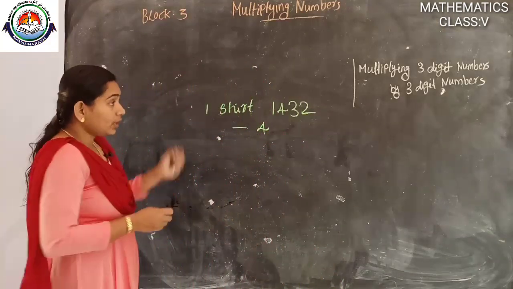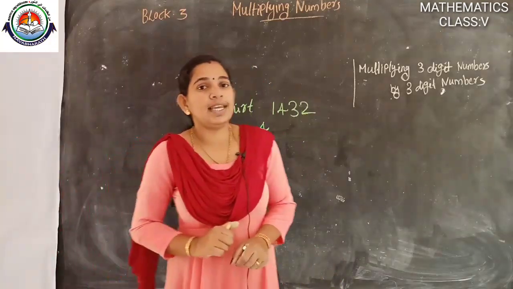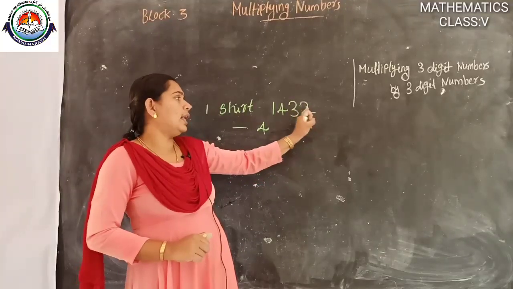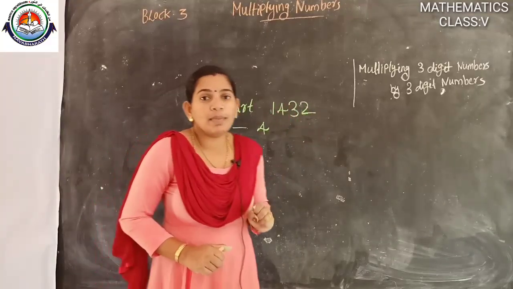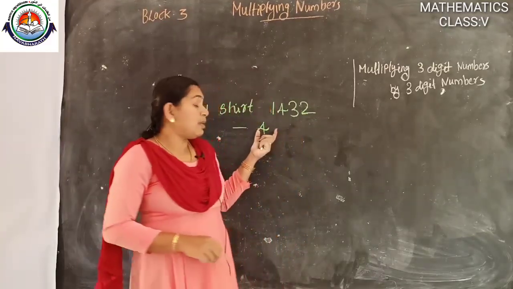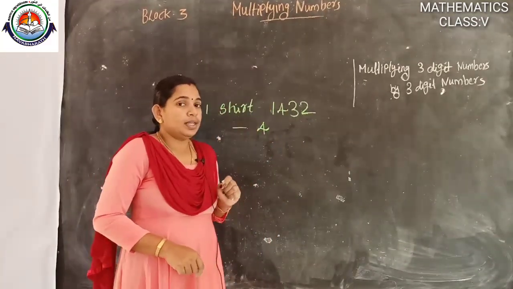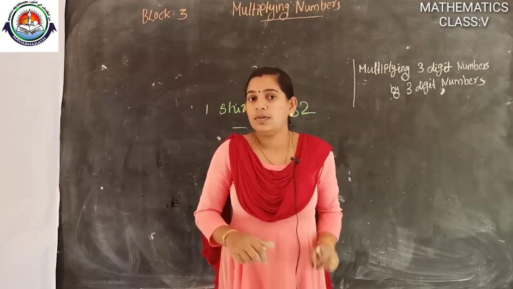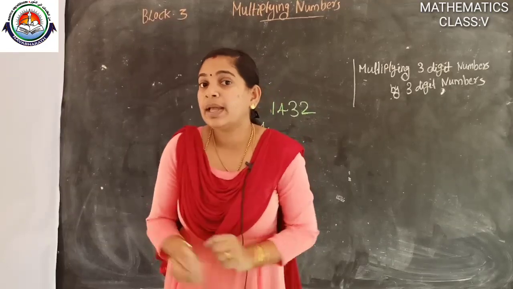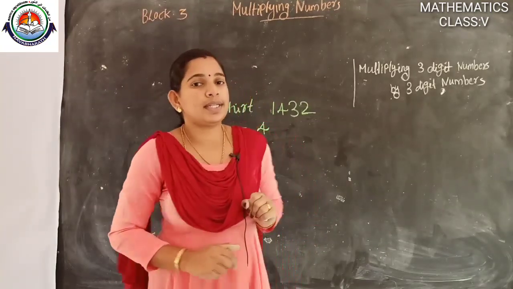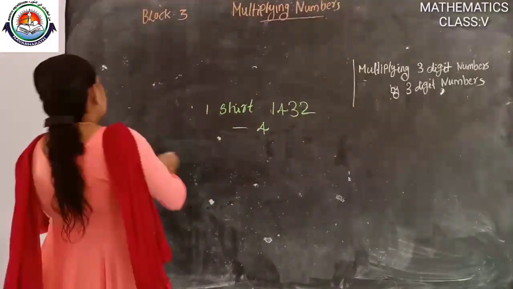So today we are discussing, how many digits are here? The cost of the shirt, 1, 2, 3, 4. How many digits? 4 digits. So here how many members are there? 1. So, multiplying a 4-digit number by 1 digit. What is our today's topic? Multiplying 4 digit by 1 digit. Ready? Write down.